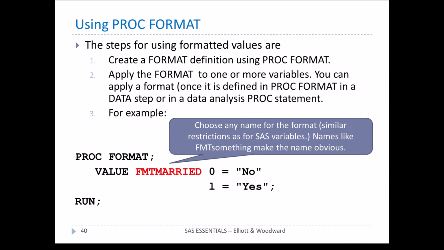So I'm going to create a format called FMT_married, and 0 is going to be no, and 1 is going to be yes. Now what does that do? That means that when we create a report, instead of a 0 appearing in our report, the word no will appear, and instead of a 1, yes will appear. So that makes it much more readable.